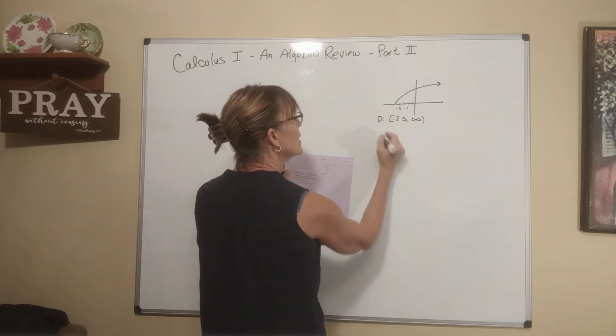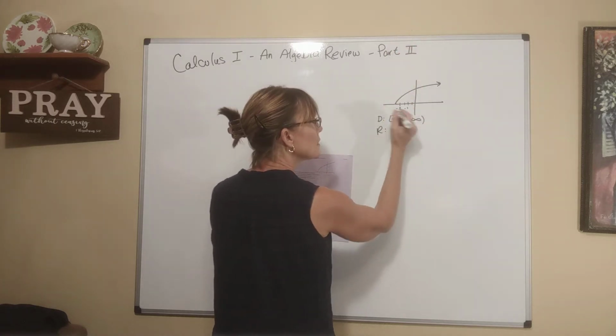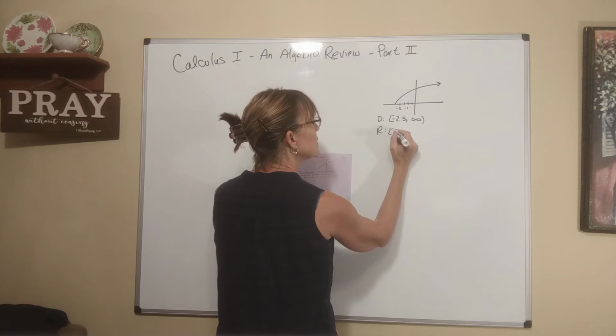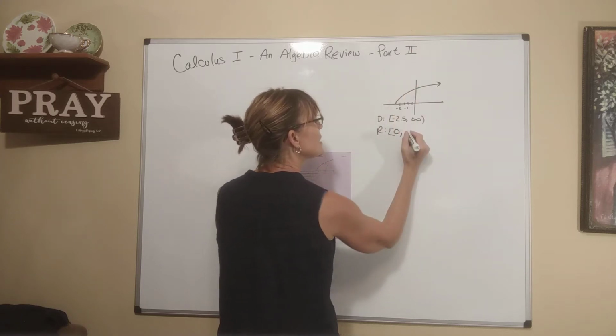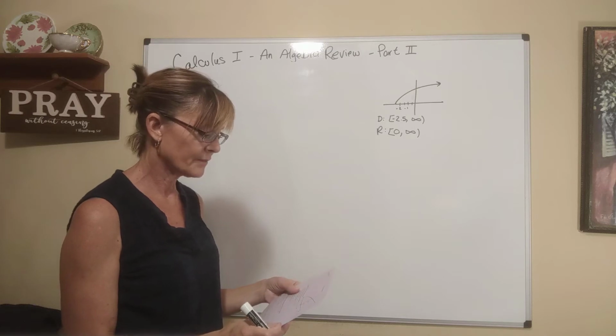There's our domain. The range is how low does it go to how high does it go. So the lowest y value that it achieves is 0, and the highest that it achieves is as high as it wants to go. It looks like it's going to infinity.